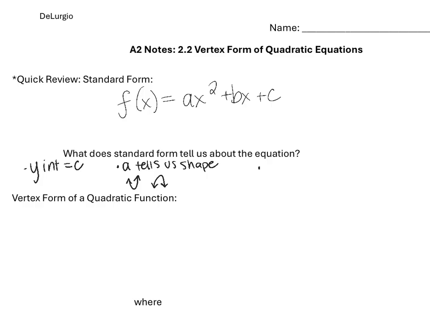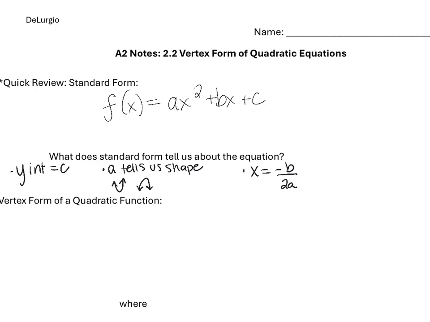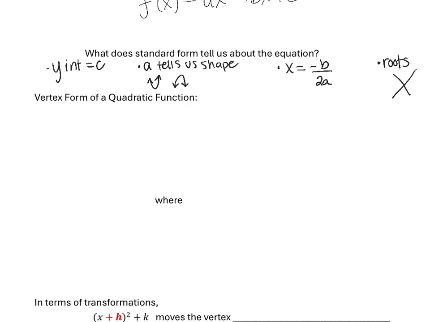We can also find the axis of symmetry, the x-coordinate of the vertex, using x equals negative b over 2a. And the other thing that we can do from standard form is identify the roots by factoring. So we use standard form for quite a few things, but there are other forms that we will see quadratics written in. So another form that we'll see is vertex form.